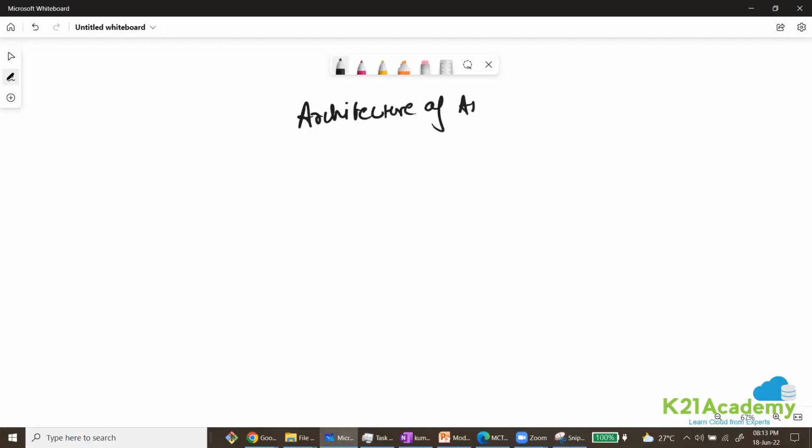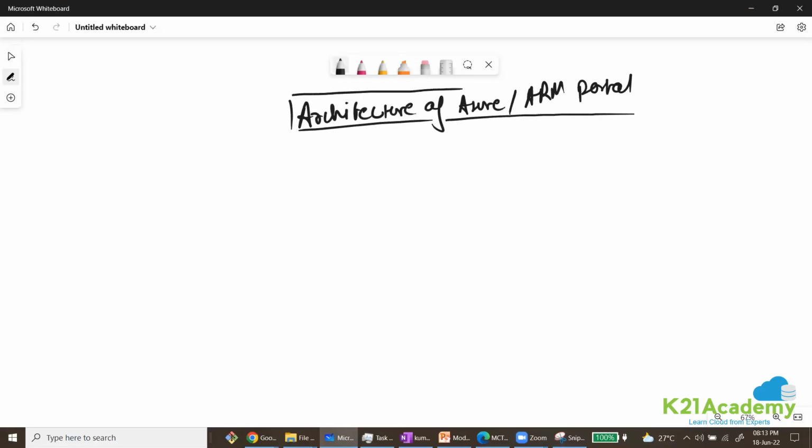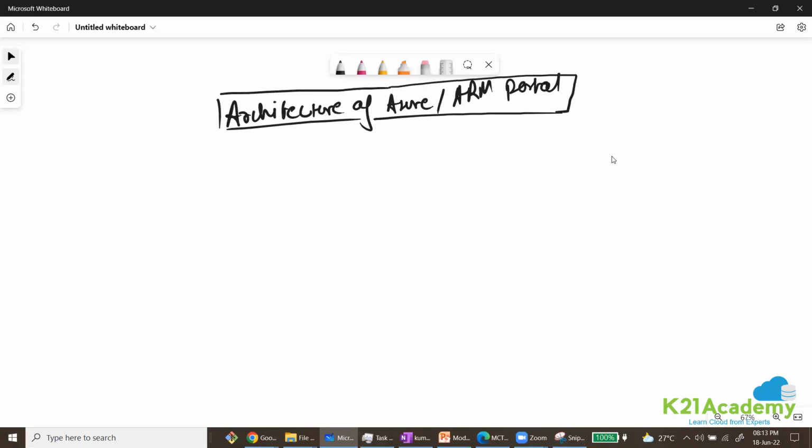Architecture of Azure or ARM portal. This is what we are trying to understand here. This is the basic thing that we need to understand, how it works in the back end and what all things are involved. Once we understand that, then we'll understand how other related services work under the hood.